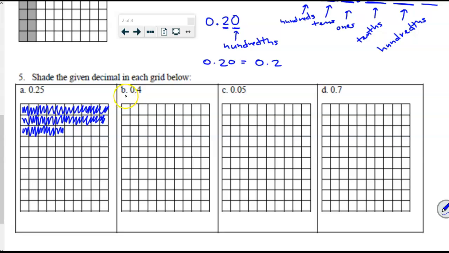B, I see the number 4, so I'm going to shade just 4. That was the mistake that I saw. Fix that mistake. What's wrong with that? I saw the number 25, so I shaded 25. I see the number 4, so I'm going to shade 4. What's wrong with that? Aaliyah.